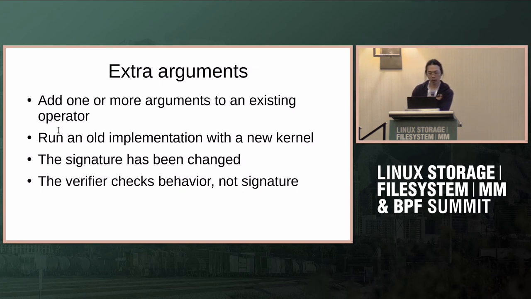So, for example, you have an operator, and you add a new argument to the operator. That's very common. For example, you add a flag to modify the behavior of the operator. Now, if you want to run the old implementation with the new kernel, that would be fine, because our verifier actually doesn't check the signature of the function pointer of the operator or your program, but it checks the behavior. That means it will check the instructions in your program. So any time your program accesses the context, or say the arguments, at the correct number or offset, then the verifier will accept that. So it doesn't matter what the signature looks like.